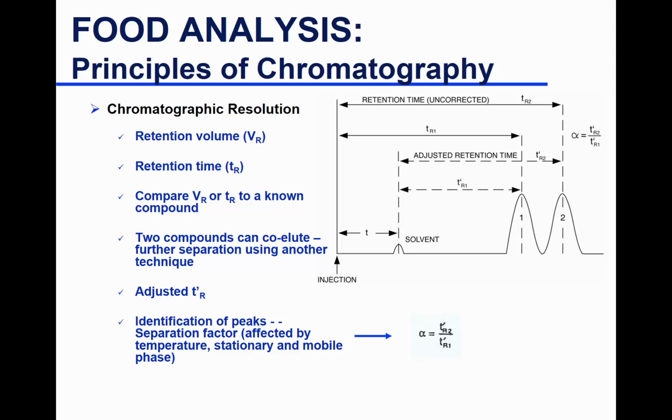So t'R1 and t'R2. You use that to determine the factor of separation. So alpha equals t'R2 over t'R1. If it is equal to 1, then they're not separated. If t'R2 equals t'R1, they are equal, then alpha is 1. You don't have separation. You want almost always t'R2 to be bigger than t'R1 so that you actually get them resolved. So you want the value to be greater than 1.